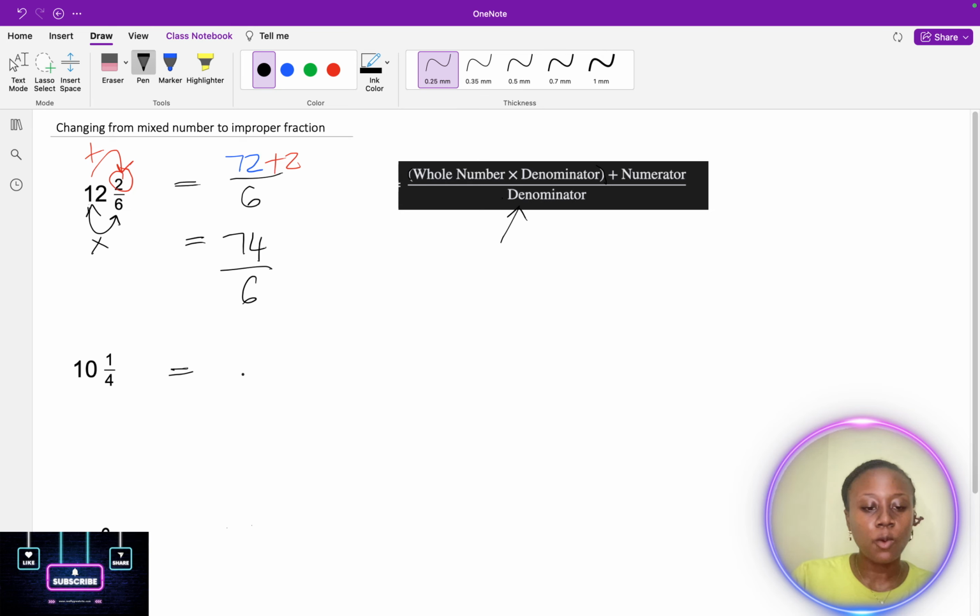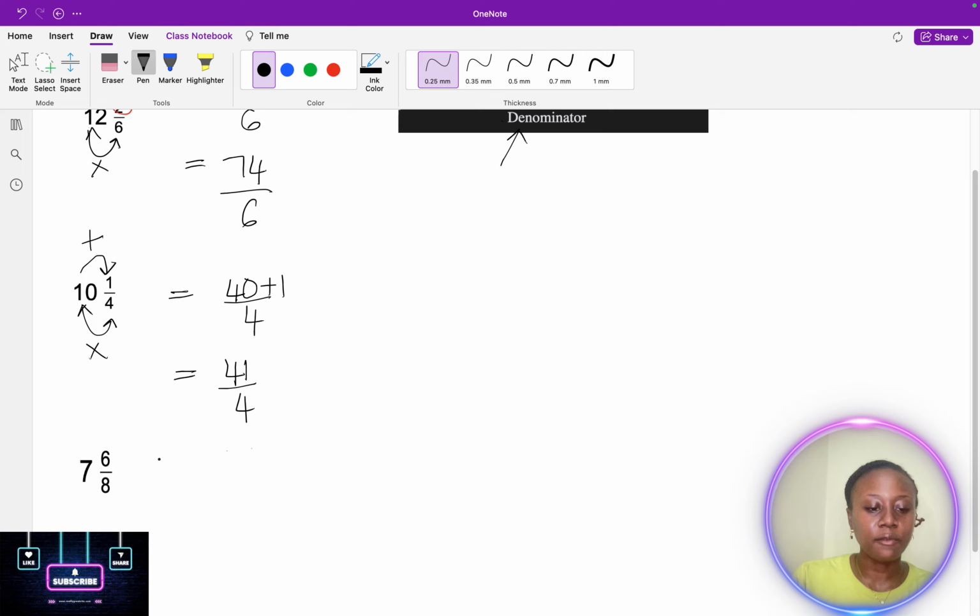Number 2, again, we want to copy that denominator. Now we multiply down, which is 10 times 4, and that's going to be 40. And then finally, we want to add up, which is 40 plus 1. So in total, we have 41 divided by 4. And for this last question, again, we want to copy the denominator, multiply down, which is 7 times 8, 56. And lastly, we want to add up, which is going to be that numerator of 6. So our final answer is going to be 62 divided by 8.